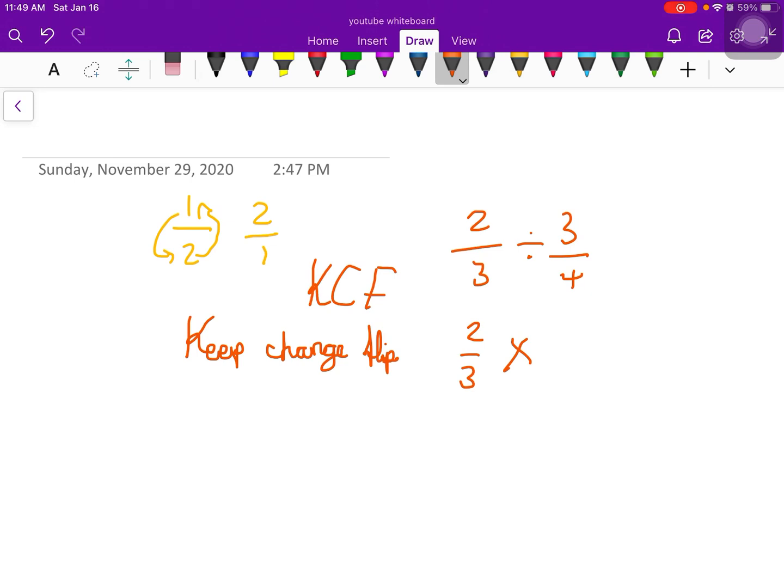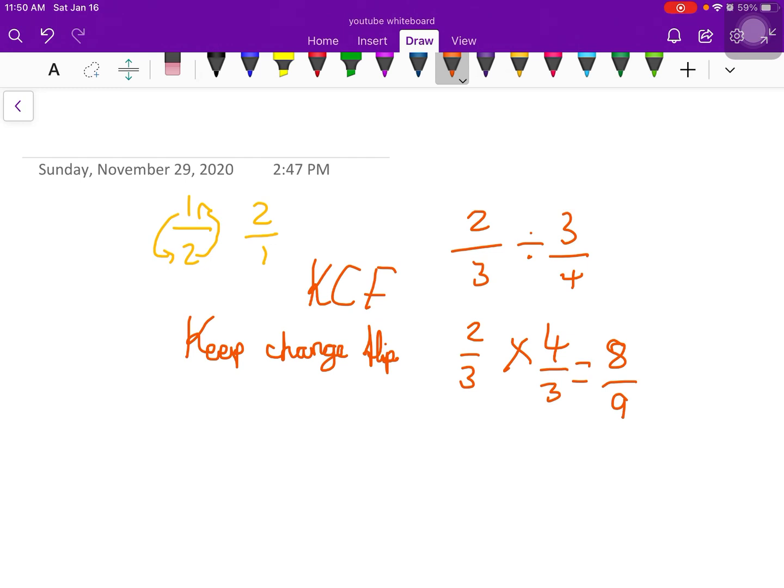And 3/4, we flip it because it says flip. And that's where the reciprocal part comes in. Flipping 3/4 is basically finding the reciprocal of 3/4. The reciprocal of 3/4 is 4/3. So keep in mind KCF, that will help you easily divide any fractions. So now we can just multiply it. 4 times 2 is 8, and 3 times 3 is 9.